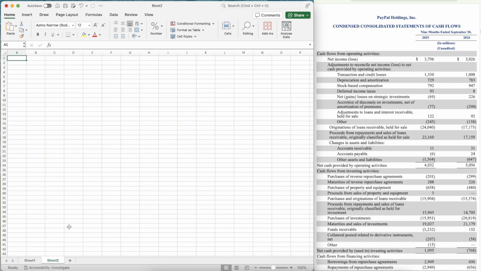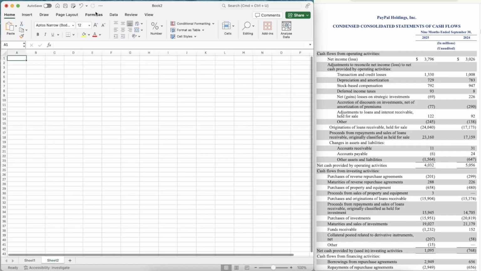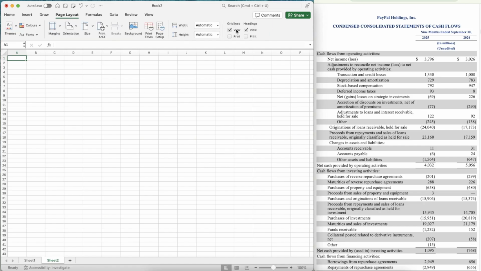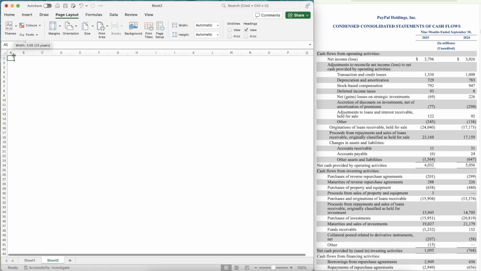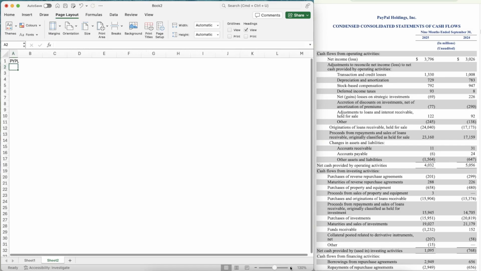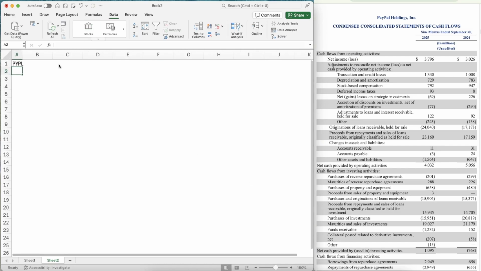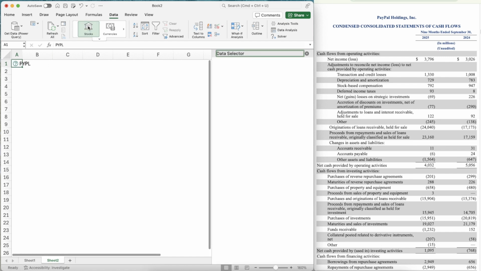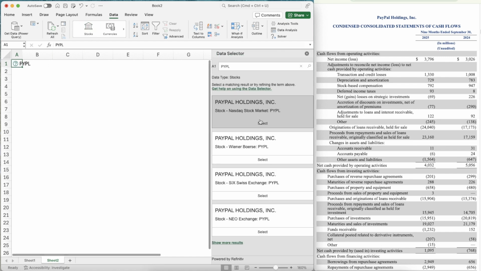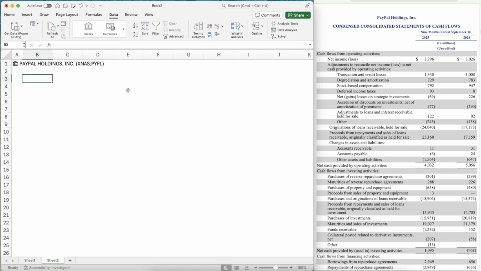So come on to another sheet. And again, go page layout, grid lines. You don't have to freeze the top of them, but just make it a bit smaller. In the top, go PYPL. I'm going to zoom in a bit as well. Go data, stocks, PayPal holdings.